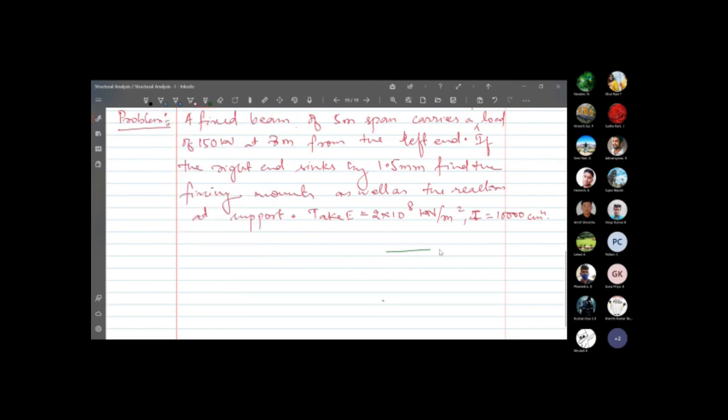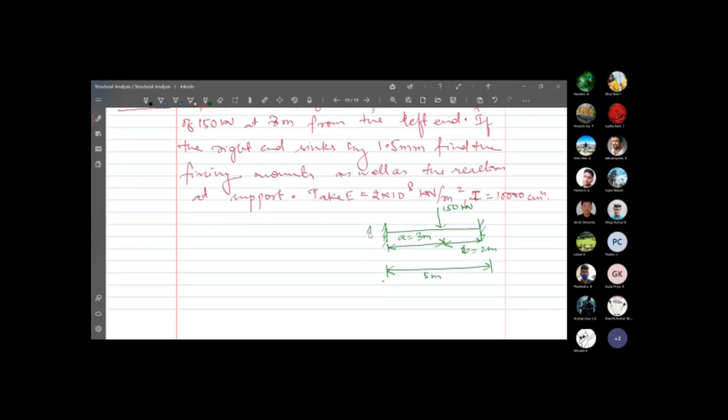So we have a fixed beam here, and this fixed beam is having a 150 kilonewton load, and this span or this distance is, let us say, A equals to 3 meters, and this one is B equals to 2 meters. So the overall length is 5 meters, right? Now this is end A, this is end B. Let us say this is C.